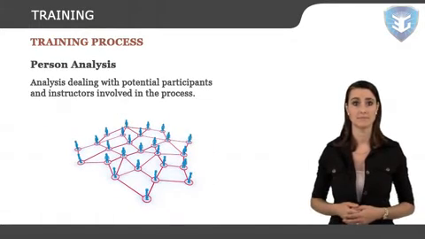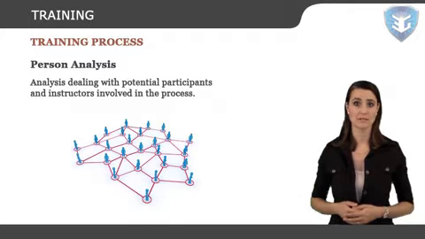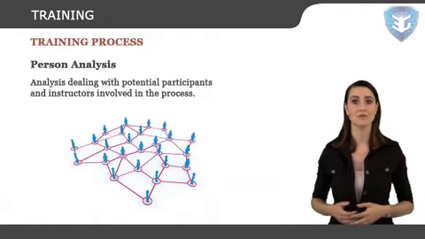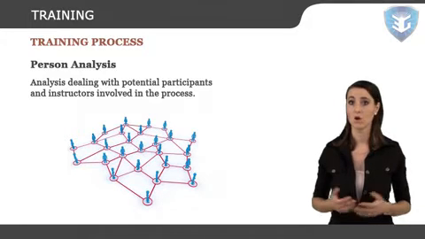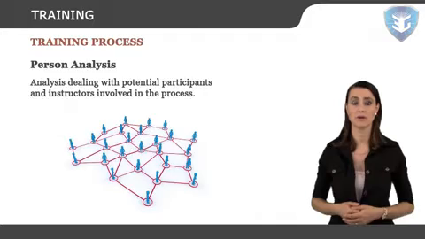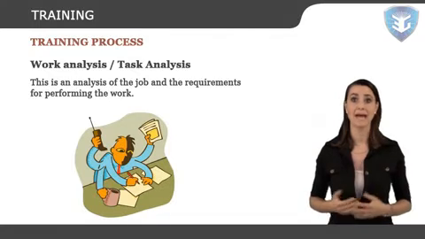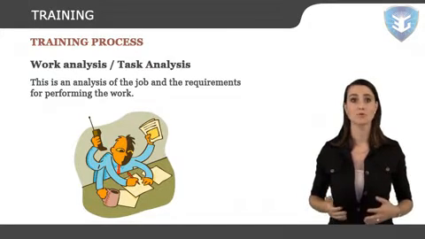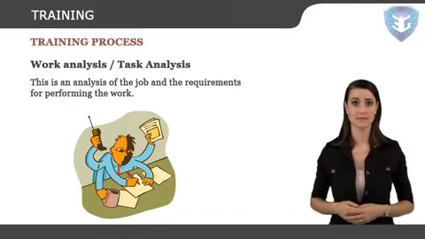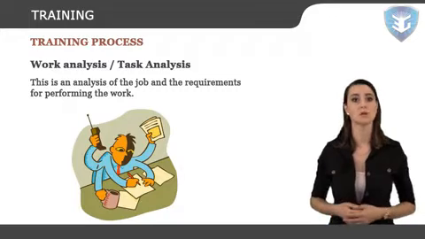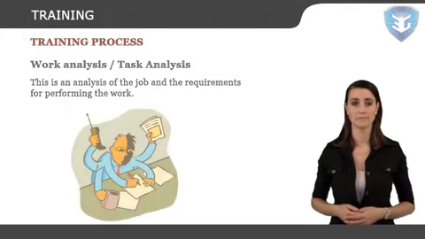Person analysis. Analysis dealing with potential participants and instructors involved in the process. The important questions being answered by this analysis are who will receive the training and their level of existing knowledge on the subject, what their learning style is, and who will conduct the training. Work analysis, task analysis. This is an analysis of the job and the requirements for performing the work. Also known as a task analysis or job analysis, this analysis seeks to specify the main duties and skill level required. This helps ensure that the training which is developed will include relevant links to the content of the job.